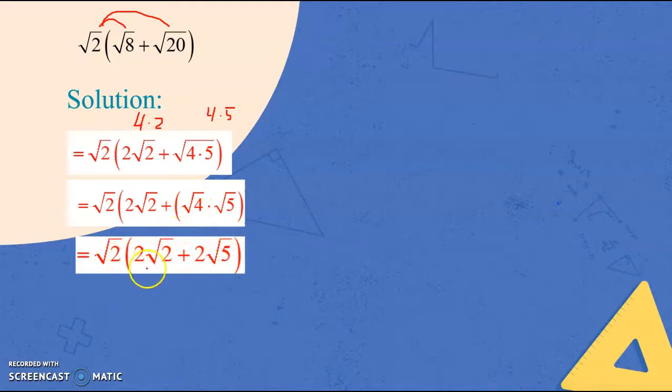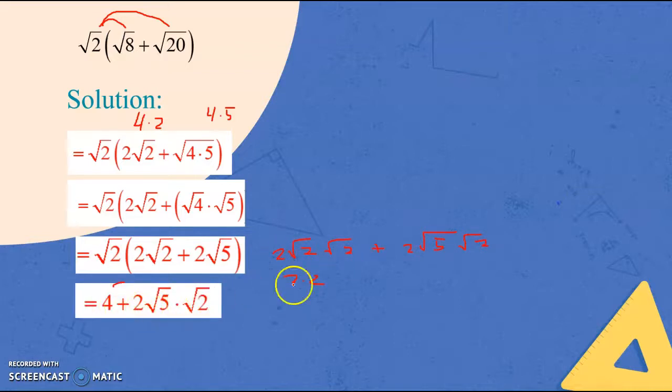So from there, you multiply. Square root of 2 times 2 square root of 2, that's 2 square root of 2 times square root of 2, plus, on the other side, 2 square root of 5 times square root of 2. So this one is 2 times 2, that's 4, right? Then here, 2 times square root of 10. So, 4 plus 2 square root of 10.